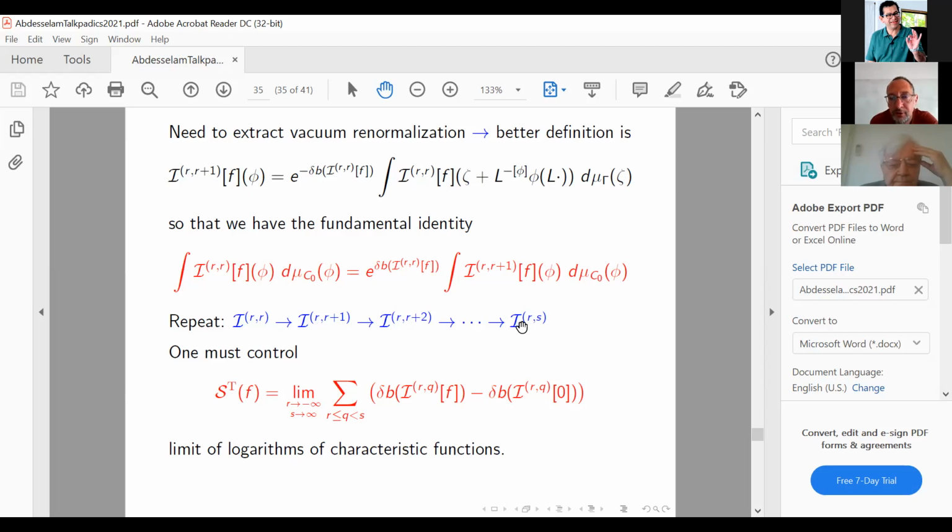I'm going to do it all the way until this number here becomes s, which is the size of the box. So essentially the number of steps is the logarithmic difference, in multiples of log big L, between the small scale, the lattice scale, and the big box scale.